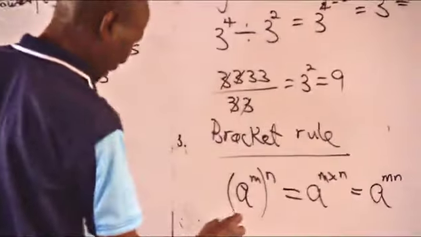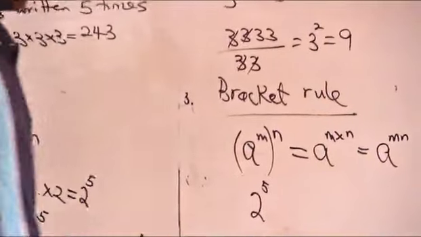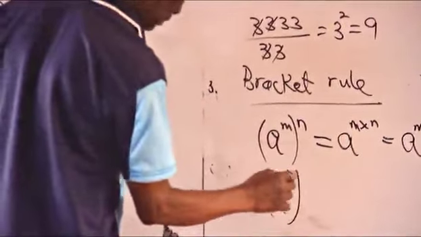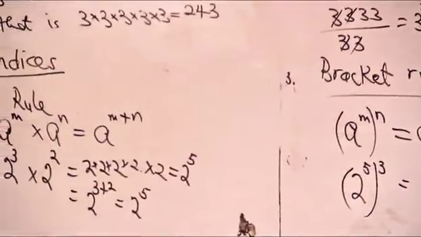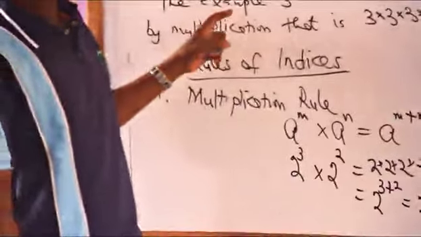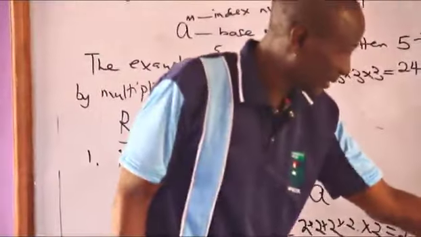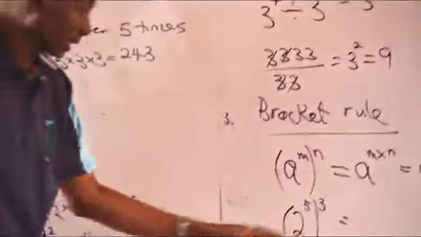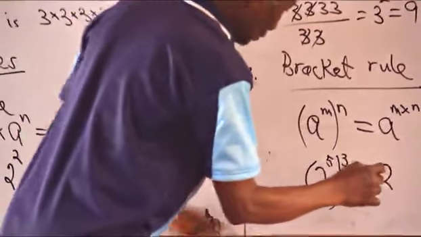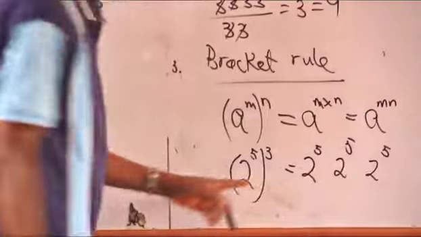I just take a number. If I have something like 2 raised to power 5, all raised to power 3 again. Like I've said here, when you have an index number, it's telling you to write that number that many times. So in this case, when it's 3, I have to write 2 raised to power 5, 2 raised to power 5, 2 raised to power 5.